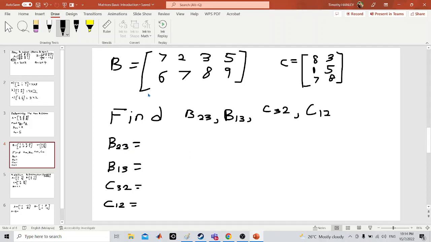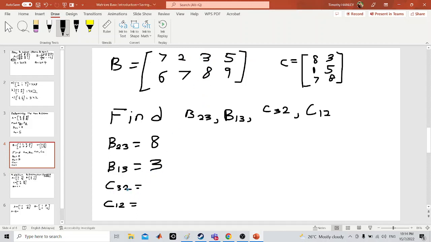So how to solve the first one: it is the second row and the third column. Second row and third column. So we can see that it touches number 8. So this is 8. And the second question is B13, first row and third column. So it's 3.